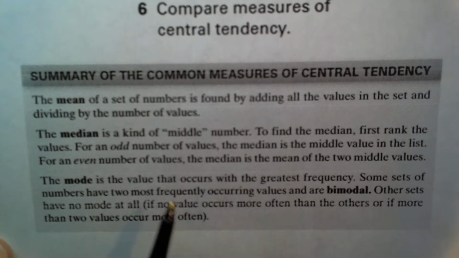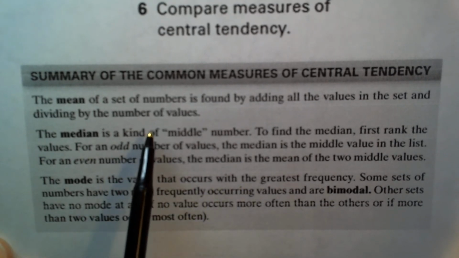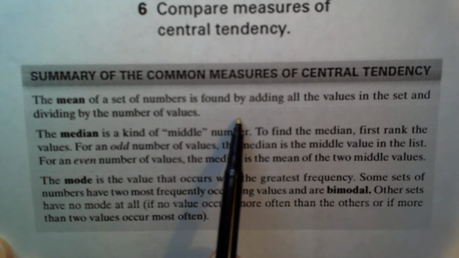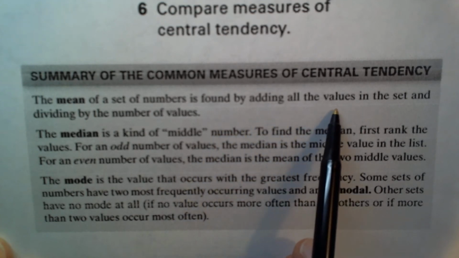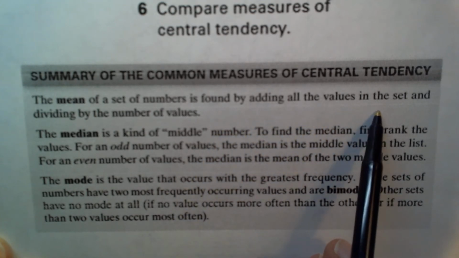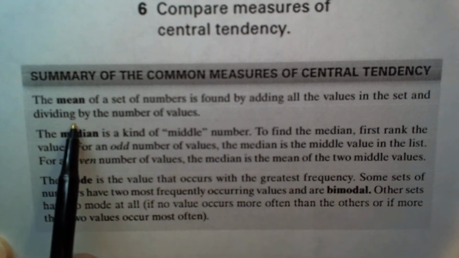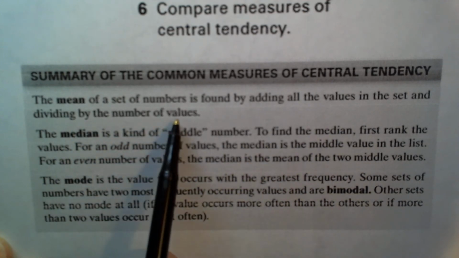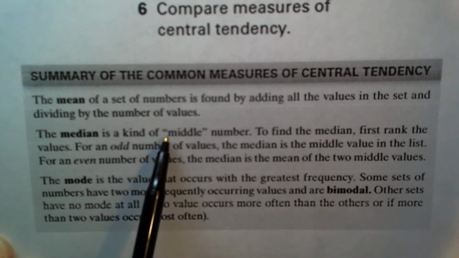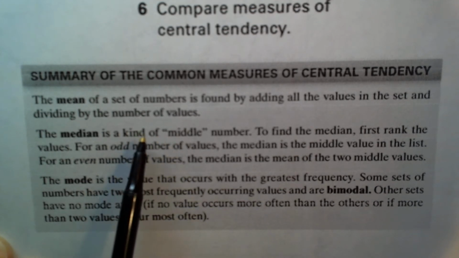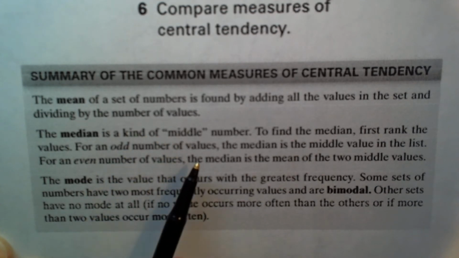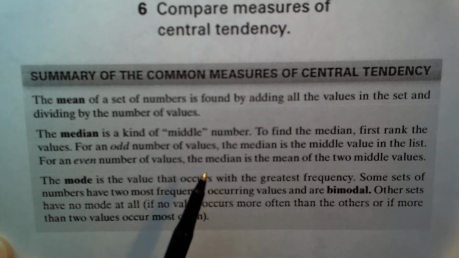But we begin with a mean, and the mean of a set of numbers is found by adding all the values in the data set and then dividing it by the number of values. And most of you have done that, and so that's a concept that most people are familiar with. The median is a middle number.